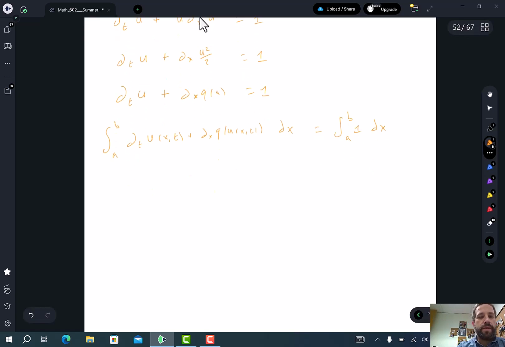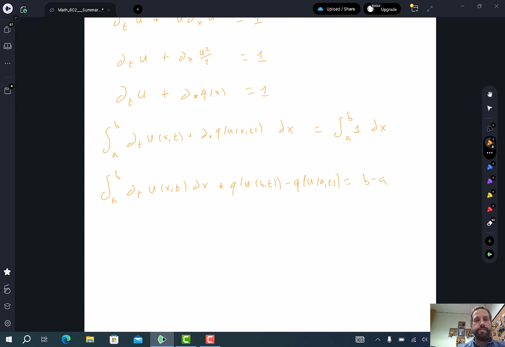So now what's going to happen on the left-hand side here? This is going to be the integral from a to b of the t derivative of u of (x,t) dx. But notice what's going to happen by the fundamental theorem of calculus. This is going to be q of u of (b,t) minus q of u of (a,t). And now on the right-hand side, this is just going to be equal to b minus a.